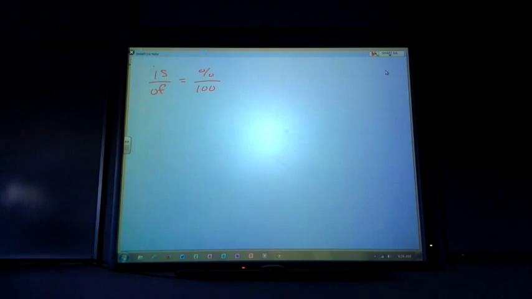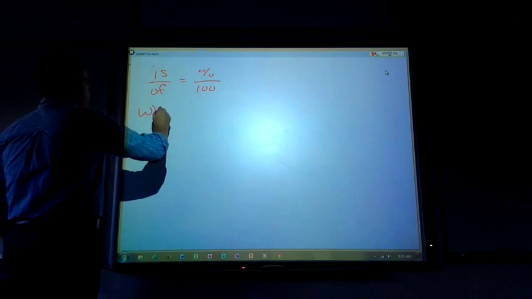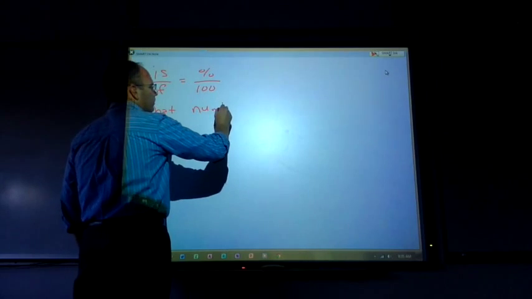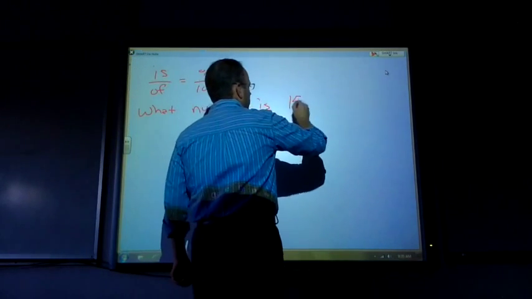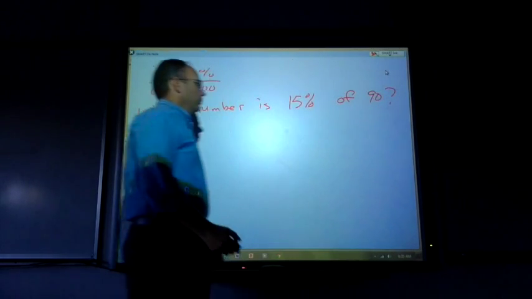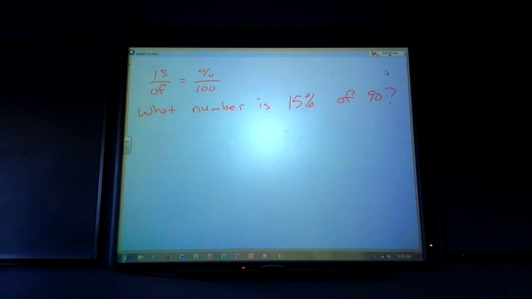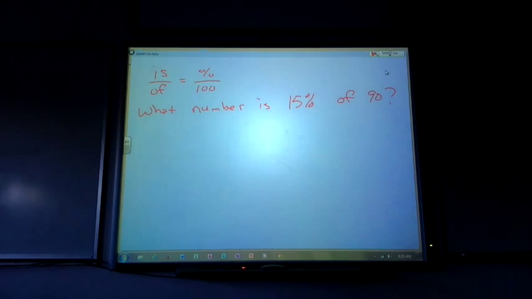All right, so is over of equals percent over 100. It's a template. We're going to substitute in for is, for of, and for percent. The 100 stays 100. So the first question might be: what number is 15% of 90? The is and the of should be sticking out, and the percent should also stick out.